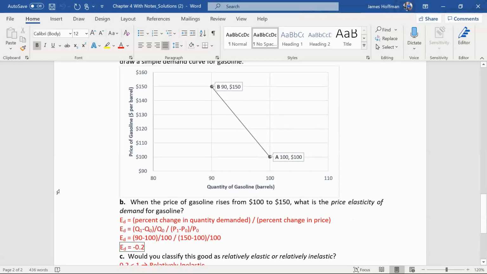Okay, so then part B, what is the price elasticity of gasoline? When the price of gasoline rises from 100 to 150, what is the price elasticity of demand for gasoline? So we're calculating the specific responsiveness of demand to the price change here. So use the same formula.